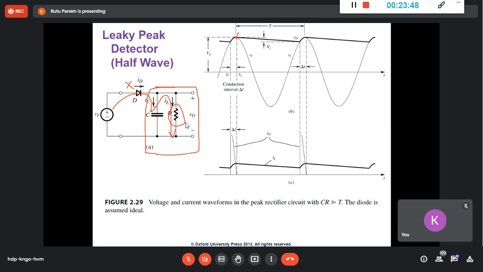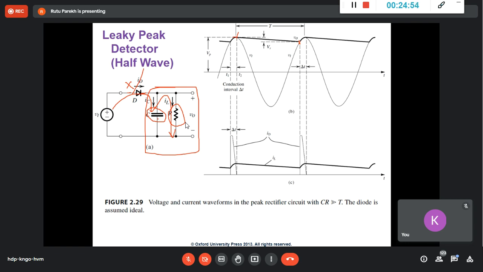By the time the input follows this waveform, for which the diode is reverse biased, the capacitor is discharging slowly. Let's say it was 5 volt and has discharged to 4.5 volt. Now when the input has reached 4.5 and then 4.6, 4.7, will the diode be forward biased or not? If it is an ideal diode, it will start conducting, and it will charge this capacitor fully again.